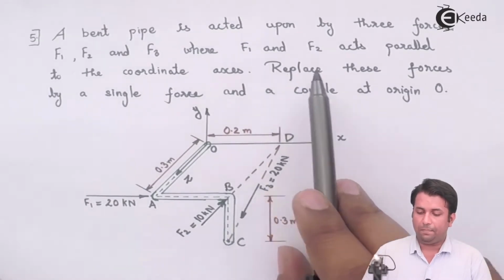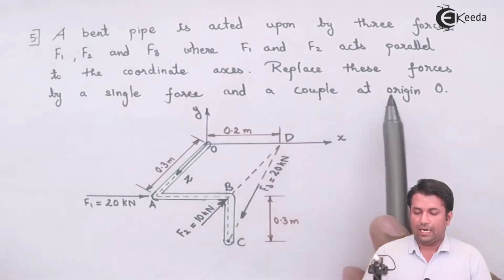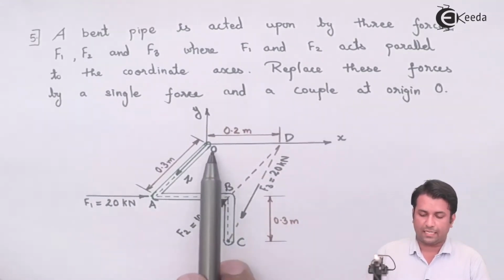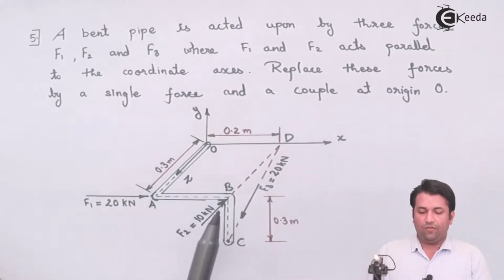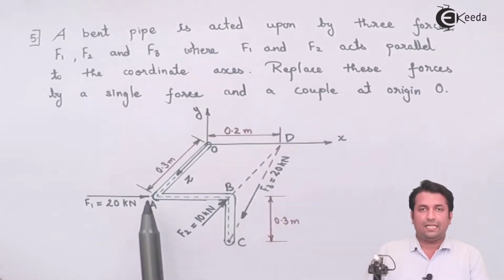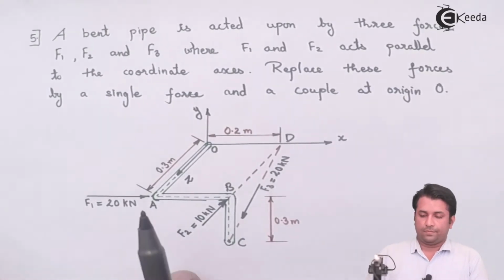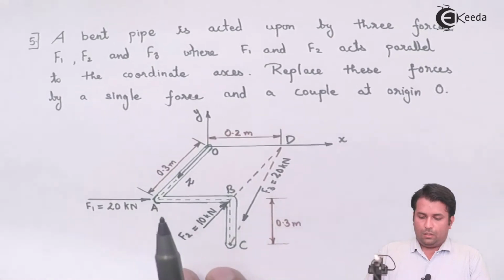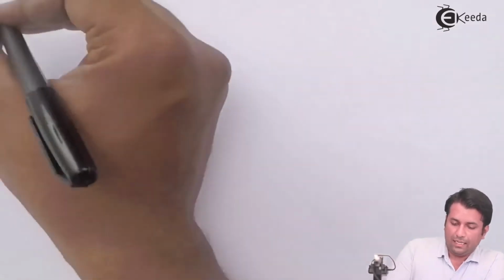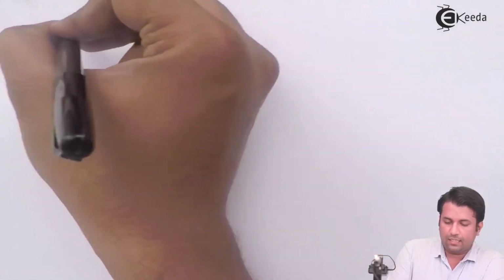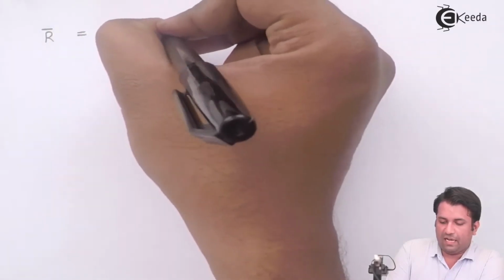Now I need to replace these forces by a single force and couple at origin O, that is at this point. So what I need to do in this case is first find the resultant, and then find the moment of these forces. To find the resultant, we have seen that the resultant is nothing but the summation of the force vectors that I'm having.